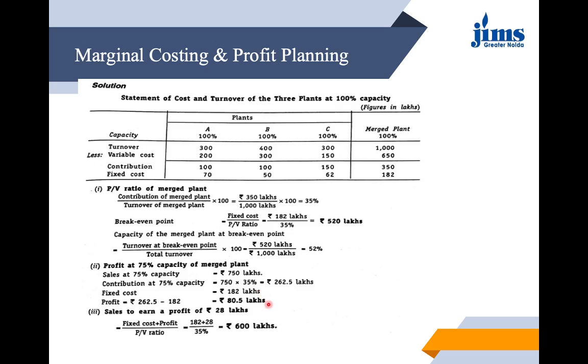Then sales to earn a profit of rupees 28 lakhs, that is fixed cost plus profit upon the PV ratio, and we are able to see it as 600 lakhs.